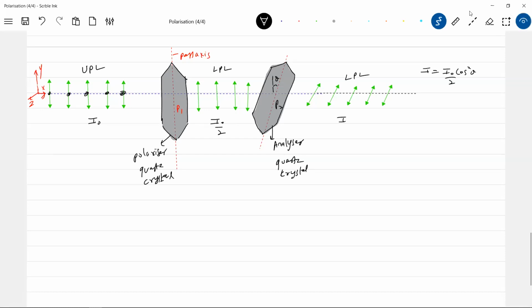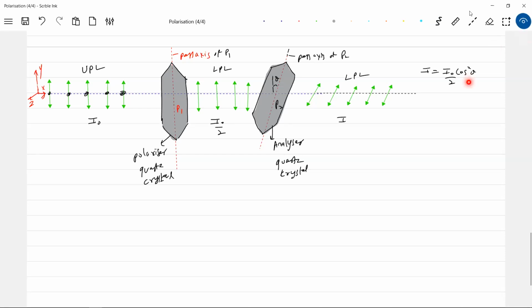cos square theta. According to Malus law, if linearly polarized light passes through a polarizer, then the intensity is given by the intensity of the linearly polarized light times cos square theta. What is theta? The angle between the polarizer and this y direction. This is the theta I'm putting. So this is the pass axis of P2, and the pass axis of P1.